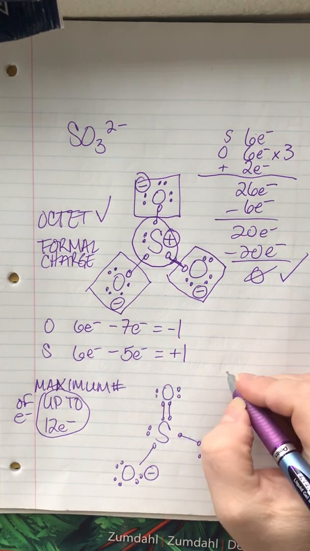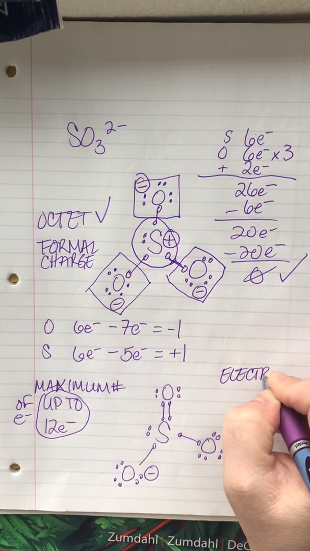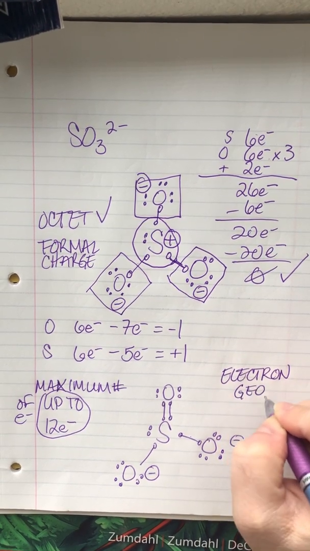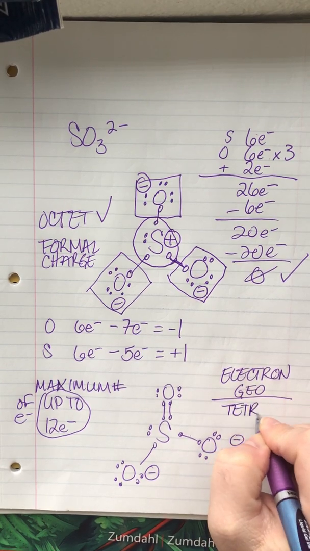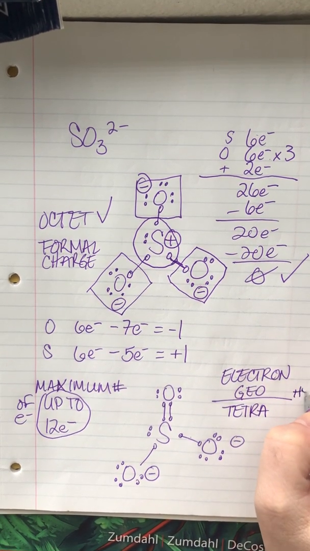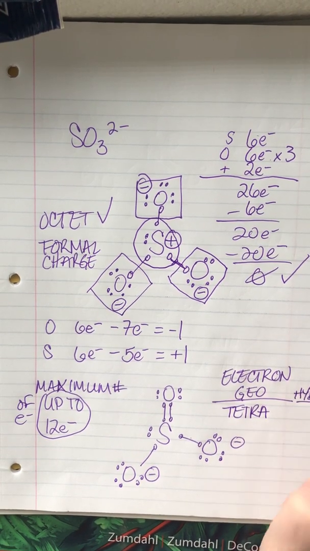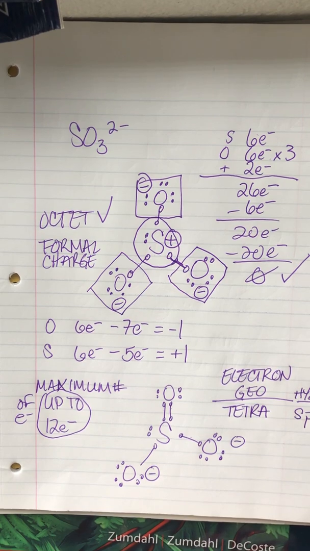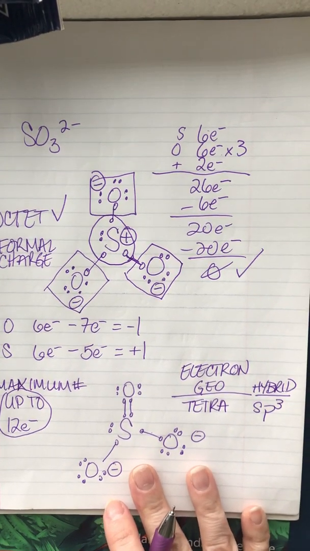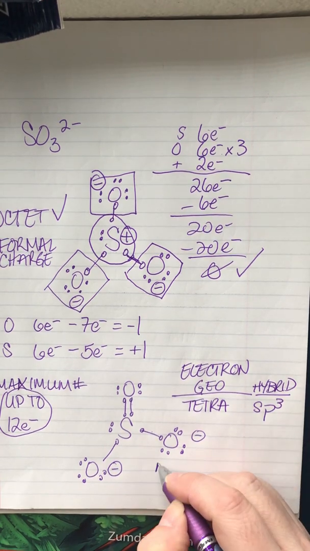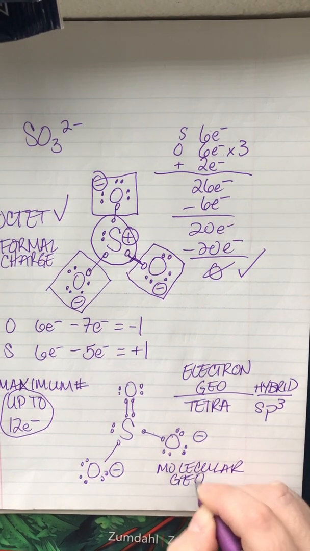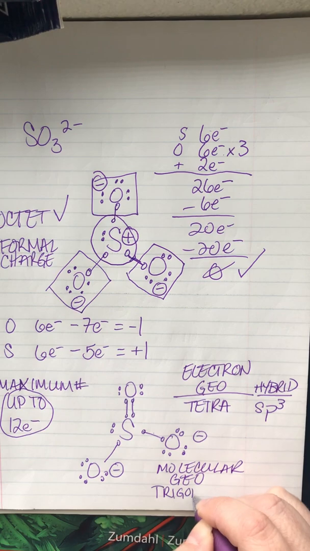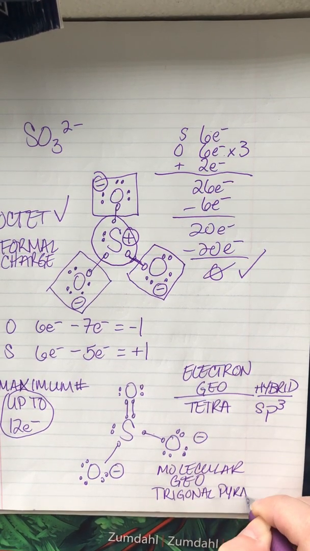So, electron geometry. Tetrahedral, which means the hybridization must be sp3. And our molecular geometry is trigonal pyramidal.